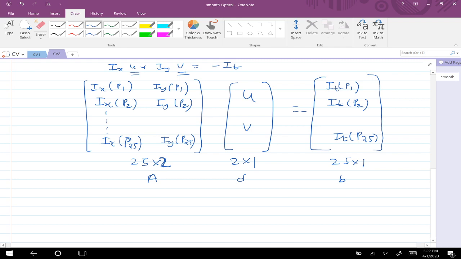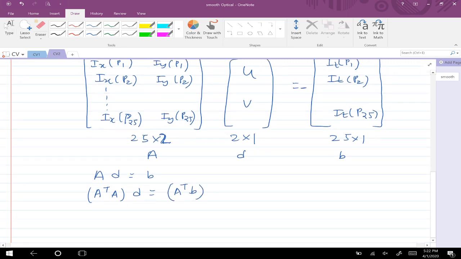Okay, now what would you do here? Hope you remember that. What you have here is AD equals B. You multiply both sides with A transpose, that would give you A transpose A times D is equal to A transpose B. Okay, it's D that you want to find out.